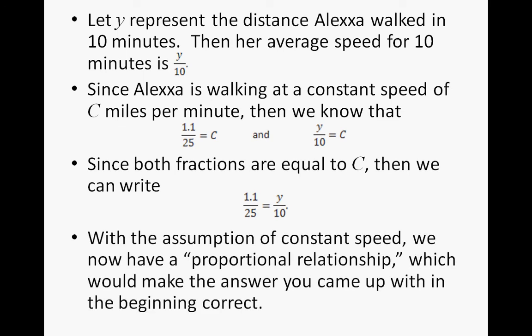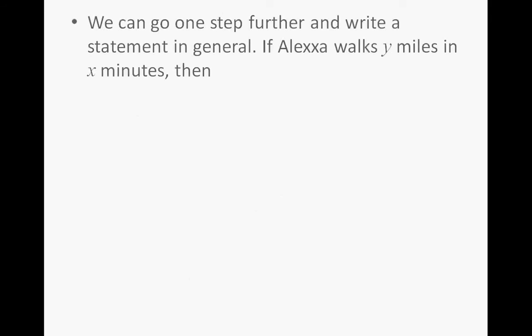With the assumption of constant speed, we now have a proportional relationship, which would make the answer you came up with in the beginning correct. So we can go one step further and write a statement in general. If Alexa walks y miles in x minutes, then y divided by x is equal to c, and 1.1 divided by 25 is equal to y divided by x.